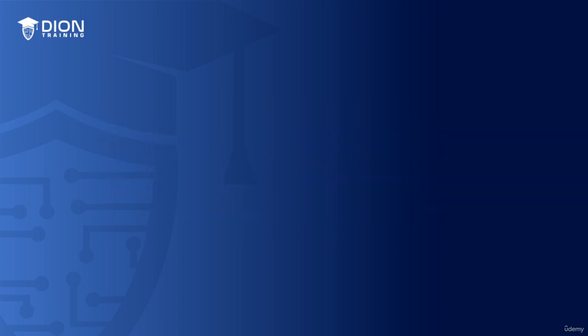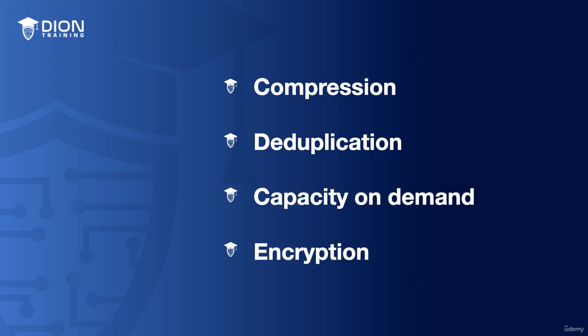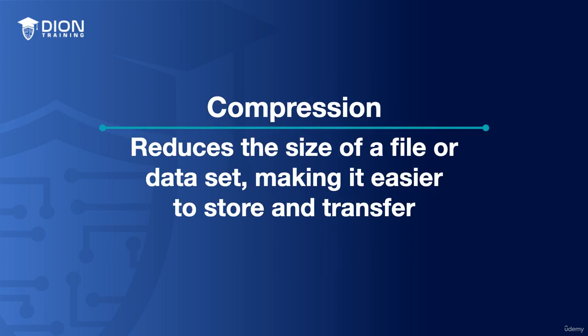Now, there are several features that make cloud storage even more powerful, including compression, deduplication, capacity on demand, and encryption. Let's take a look at each of these. First, we have compression. Compression is a feature that reduces the size of a file or data set and makes it easier for us to store and transfer that data. This is done by removing redundant information from the data and reducing the overall size of the file.